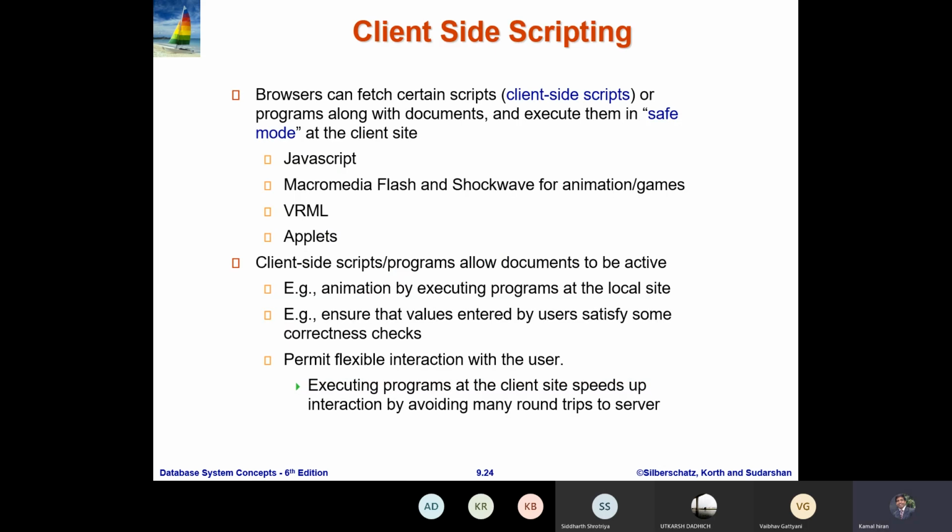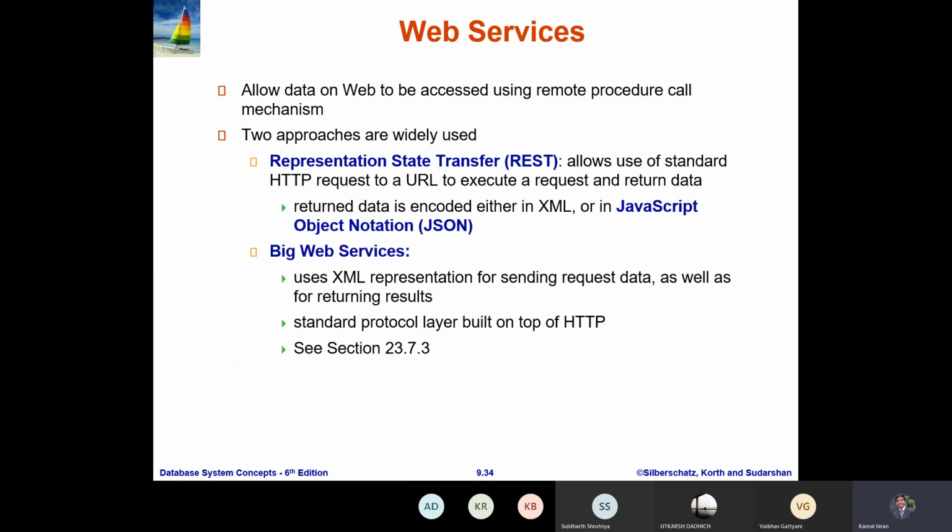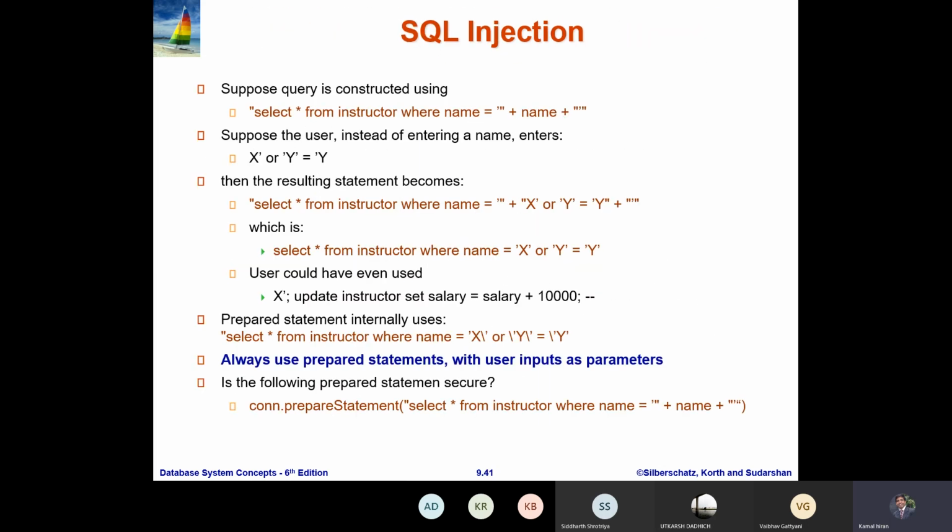Then we have client-side scripting. Browsers can fetch certain scripts, basically called client-side scripts or programs, along with the document, and execute them in a safe mode. We will discuss this later on. First, we have to discuss how these security features came into the website or any application. We have to discuss that very well. So let me skip this slide. I will come back here. So let me discuss the idea behind any kind of security here.